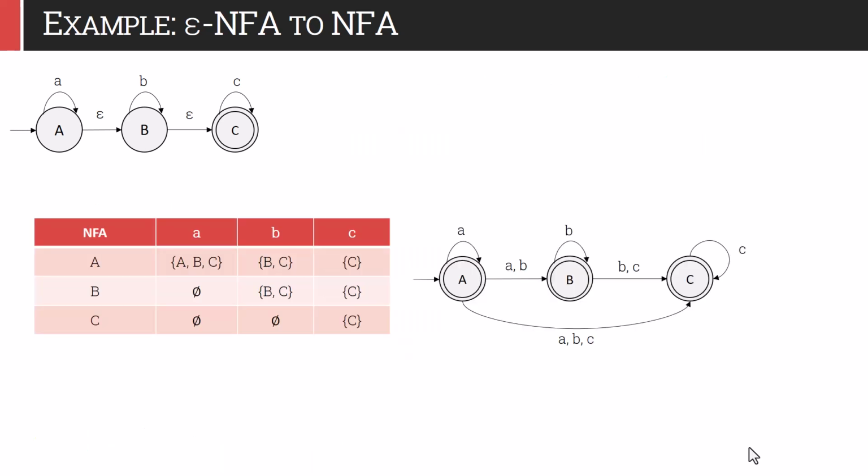So this is the final NFA for the given epsilon NFA. As you can see, there is no epsilon and it is an NFA, and both epsilon NFA and NFA produce the same set of strings, so they both are identical.